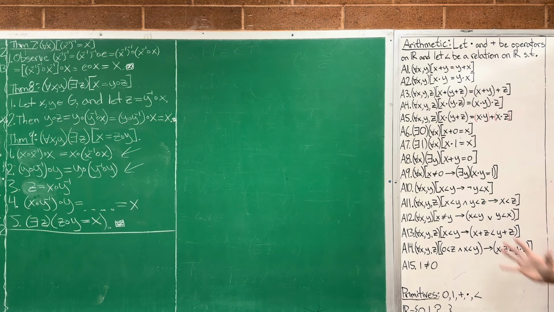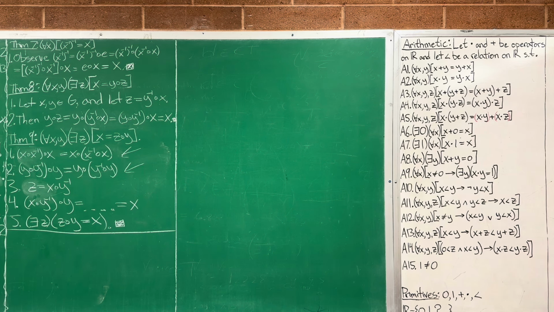Now what do you do when you get times and plus together, mixed up together? We need some sort of rule that tells us how these things interact with each other, interplay with each other, and that's called the distributive property. So that tells us that x times (y plus z) is equal to x times y plus x times z.